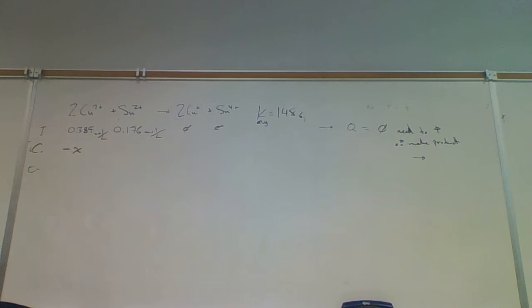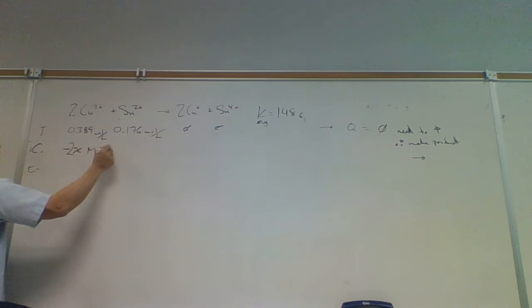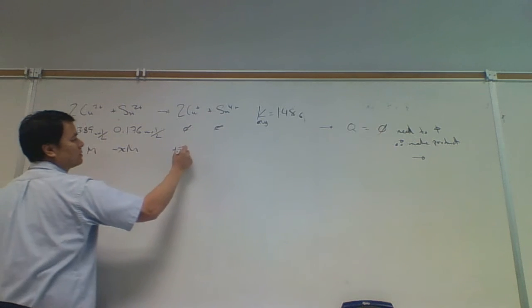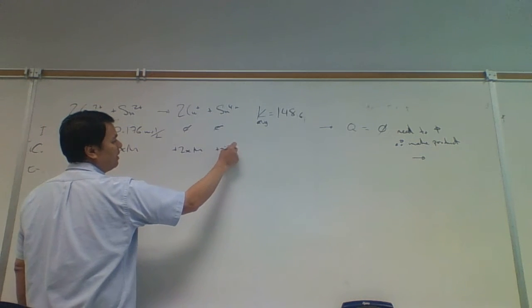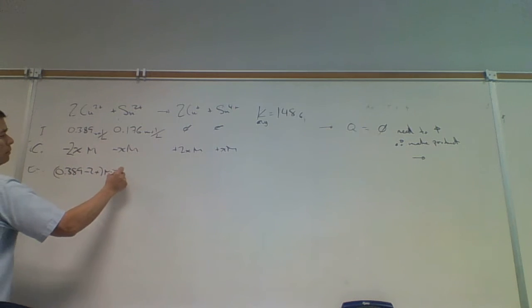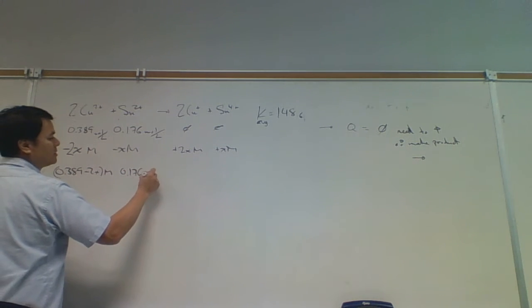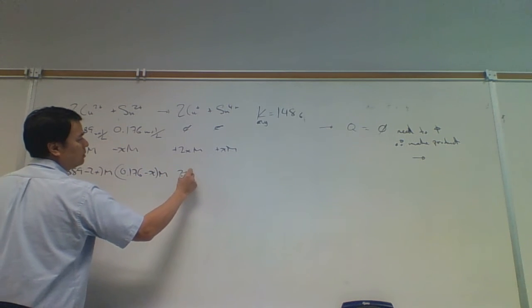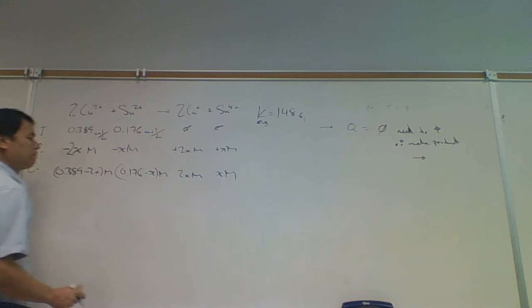And now it's going to be okay. But the problem here is it's not minus X, it's minus 2X, because I need twice as much copper as I do tin. And so this is minus 2X molar, this is minus X molar, this is plus 2X molar, and this is plus X molar. And I have no idea what X is because I don't know what the percentage reaction is going to be. I just know that the final ratio has to be equal to that. And so this is going to give me 0.389 minus 2X molar, 0.176 minus X molar, 2X molar, and X molar here.